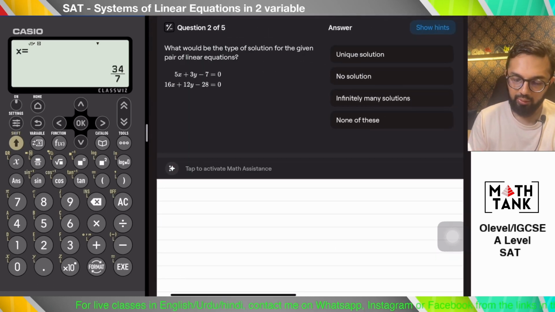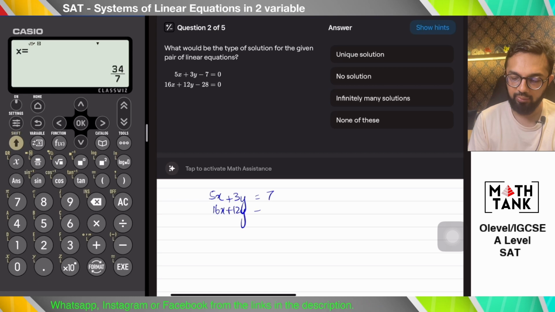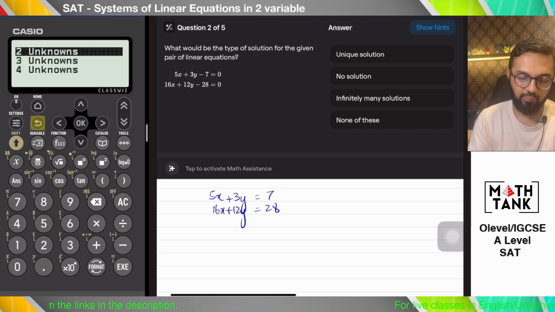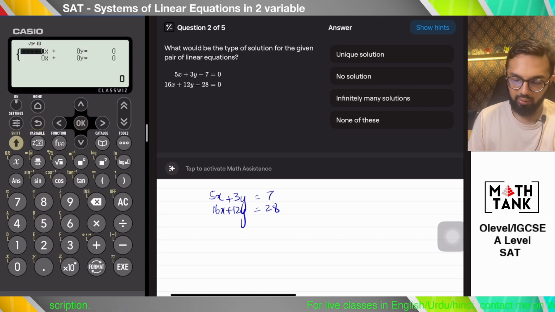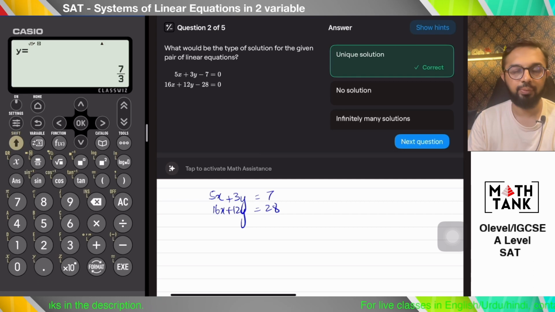Okay. Or you can also solve this: 5x plus 3y equals 7 and 16x plus 12y equals 28. Let's solve that too. Again, 5, 3, 7, 16, 12, and 28. So I get 0 and 7 over 3. That means it has a unique solution.